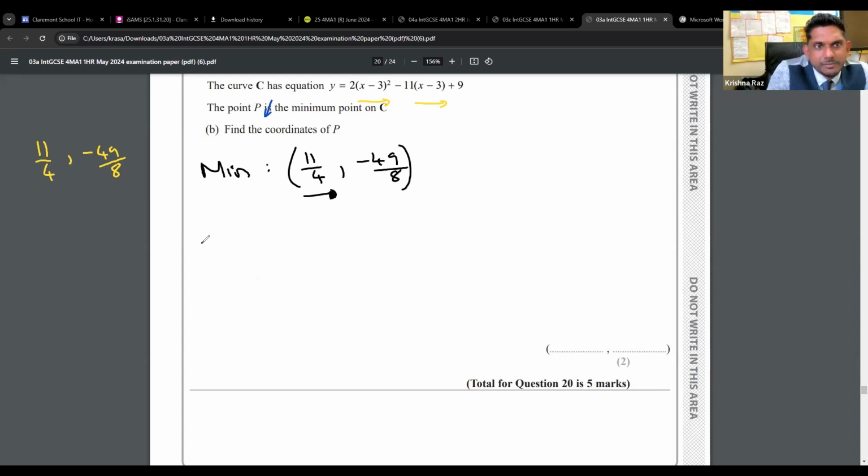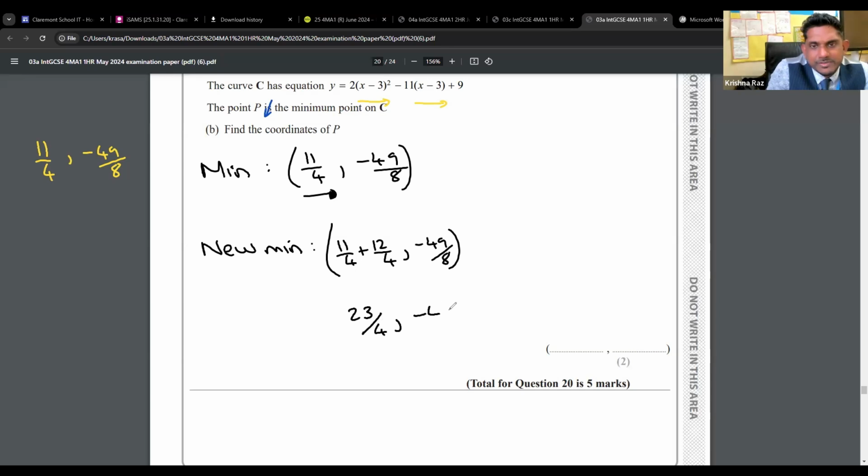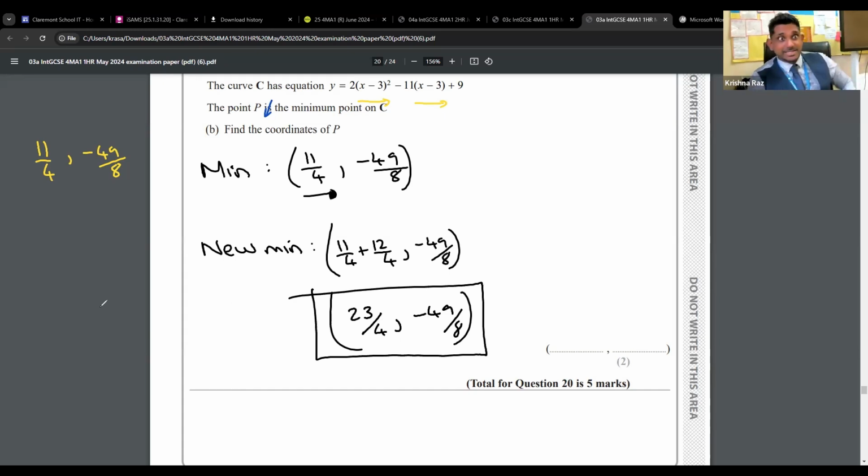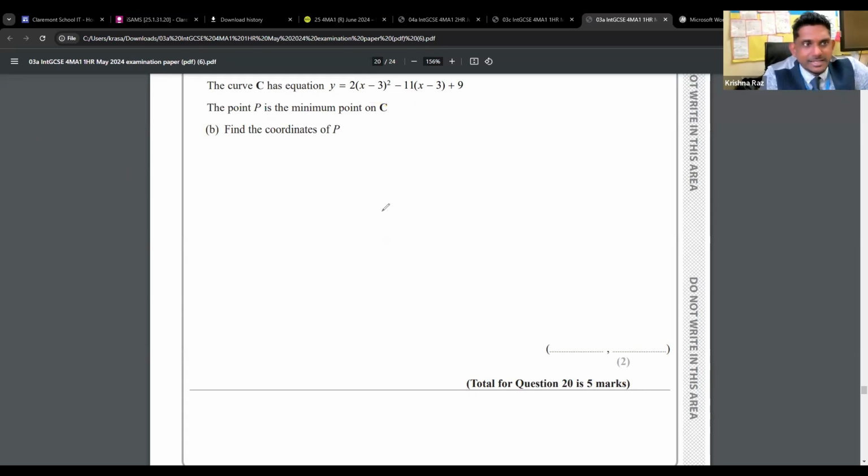So the new minimum will be 11 over 4 plus 3, and 3 in quarters is 12 over 4, but the height of the coordinate will stay the same. So the answer will be 23 over 4 and minus 49 over 8. Done. Now, if we didn't realise this, we could have used our old friend differentiation. I'm going to get exactly the same answer.